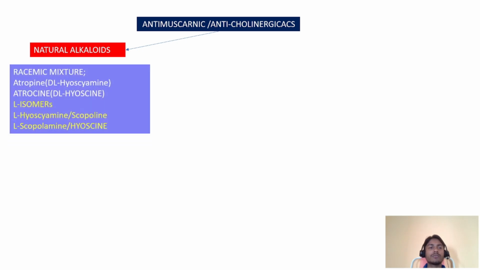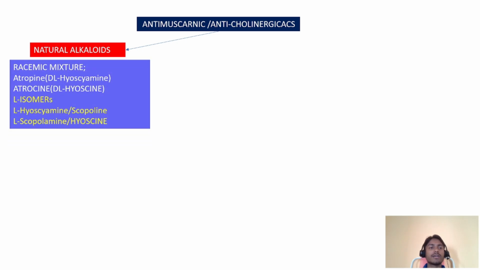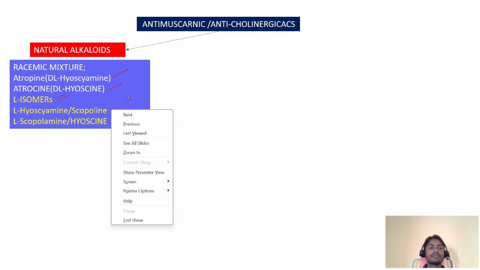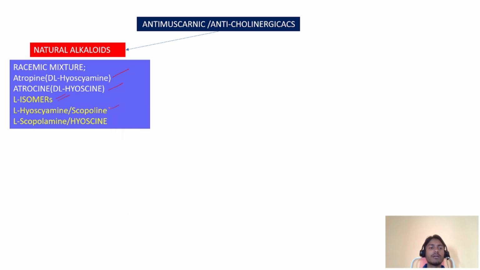Next, drug classification. When it comes to the classification of antimuscarinic agents or anticholinergic drugs, first are the natural alkaloids. The first drug is atropine. Next, L-isomers, meaning levorotatory drugs, that is hyoscine, which we also call scopolamine. Next, L-scopolamine is also called hyoscine.